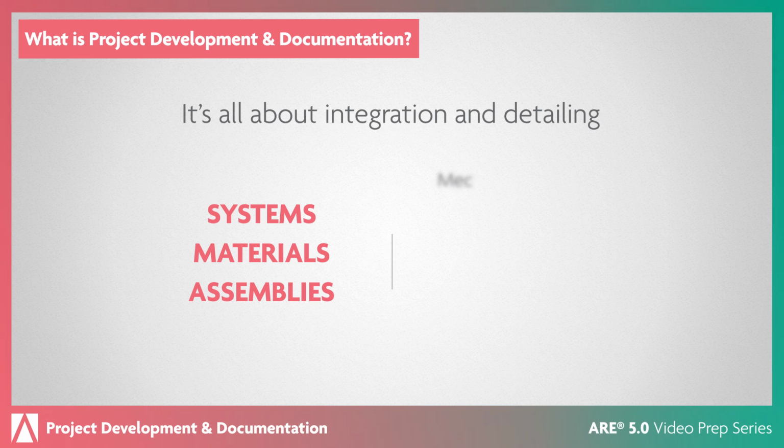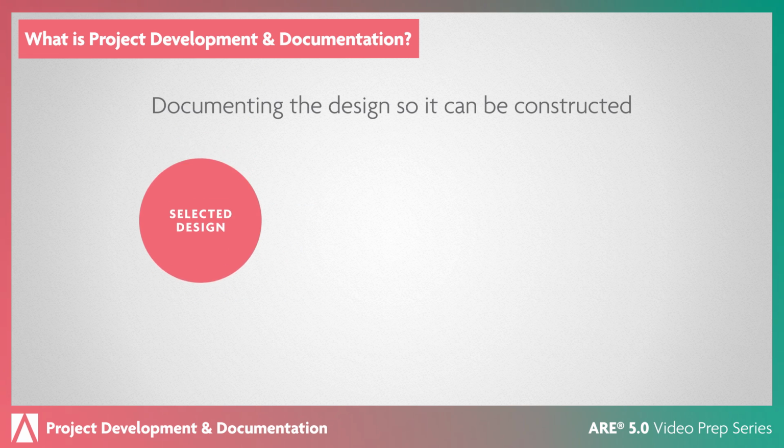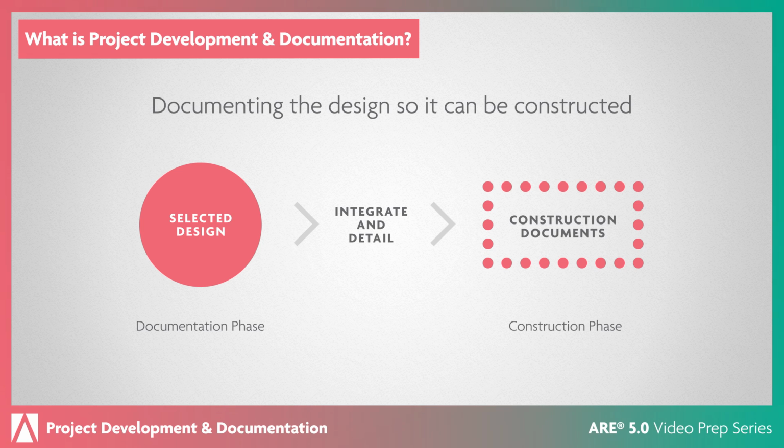An understanding of mechanical, structural, civil, electrical, plumbing, and other specialty systems is critical to coordinate the various elements of the design. In this phase of a project, architects consider the technical requirements of how a project will be constructed and what documentation, including drawing standards and specifications, is appropriate to communicate that intent to the builder.